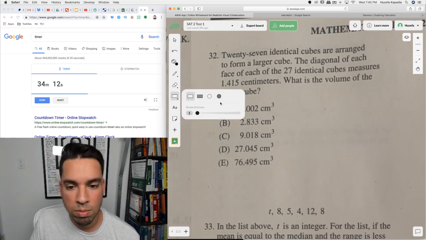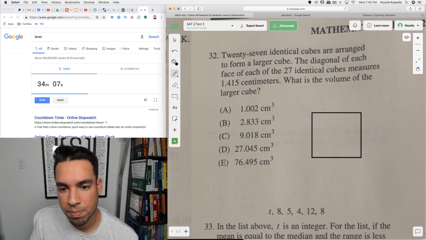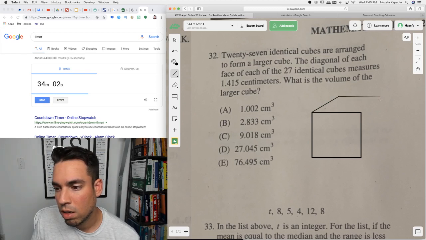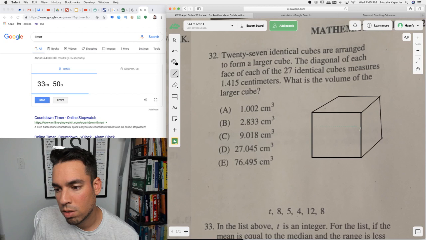This is a weird problem already, I'm thinking. 27 identical cubes. Okay. So this is made up of 27 identical cubes. Actually, I can already tell you, look, watch this. Visually, we can be like, I already know what this is going to look like. Because 27 means it's going to be split up like this. You see what I'm saying? And then if I brought it back, you'll see what I mean. It's like a Rubik's Cube, basically.